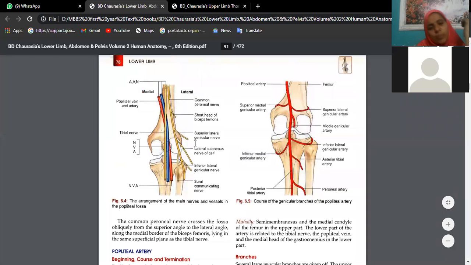Okay, this is the posterior aspect of the knee joint, that is the popliteal fossa. You are finding one twig going to the short head of biceps from the common peroneal nerve. And the others: the superior lateral genicular nerve, lateral cutaneous nerve of the calf, then the inferior lateral genicular nerve, then we also have the sural communicating nerve. Apart from the terminal branches, you also have these branches supplying the respective muscles of this area.